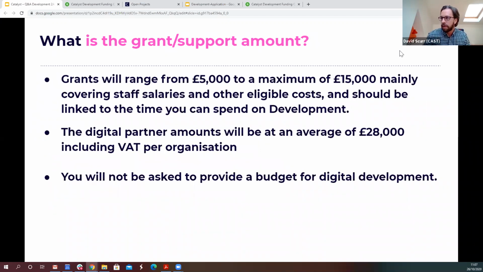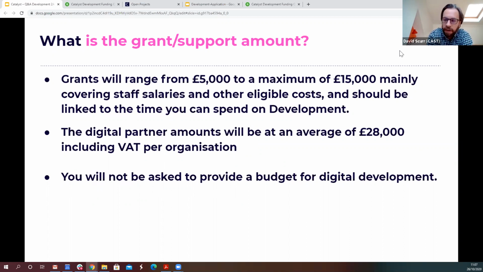So what is the grant amount? For this round of development, grants will range from £5,000 to a maximum of £15,000, which will mainly cover staff salaries and other eligible costs. And this should be linked to the time you can spend on development.